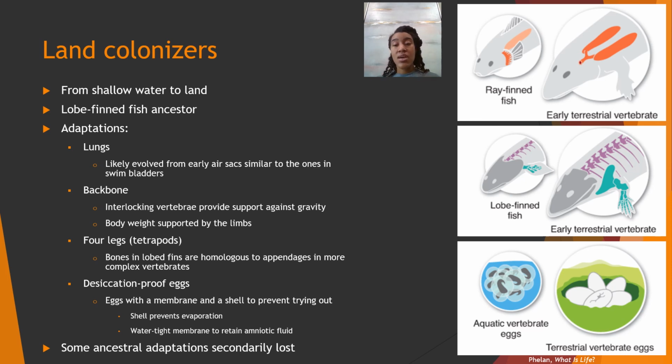Additionally, we can see some of these losses in amphibians. Amphibians have lost their desiccation-proof eggs. They do not have eggs with a shell or with a membrane, so they have to lay their eggs in water, otherwise they'll dry out. So our shared common ancestor among all terrestrial vertebrates had all of these characteristics, but some terrestrial vertebrates have lost those characteristics over time.